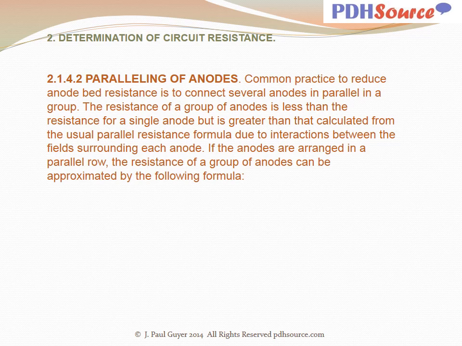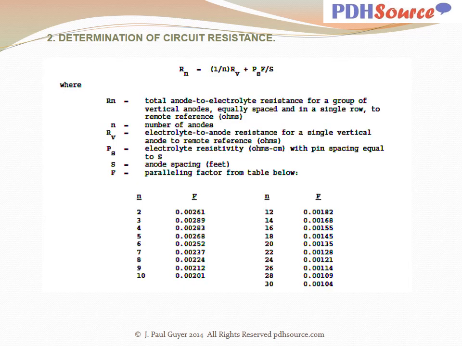The formula provides for the following, indicated on this slide. Common practice to reduce anode bed resistance is to connect several anodes in parallel in a group. The resistance of a group of anodes is less than the resistance for a single anode, but is greater than that calculated from the usual parallel resistance formula due to interactions between the fields surrounding each anode. If the anodes are arranged in a parallel row, the resistance of a group of anodes can be approximated by the following formula. The formula is indicated on this slide.